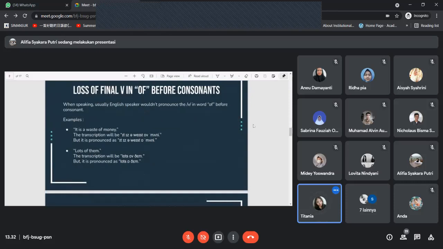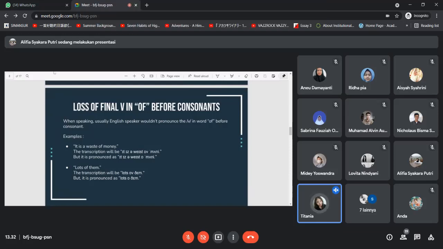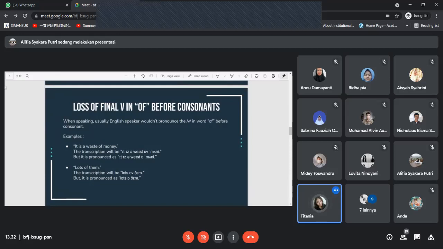And loss of final f in of before consonants. When speaking, usually English speakers wouldn't pronounce the f in the word of before consonants. For examples, it is a waste of money. The transcription will be it is a waste of money, but it is pronounced as it is a waste of money. And then lots of them. The transcription will be lots of them, but it is pronounced as lots of them.